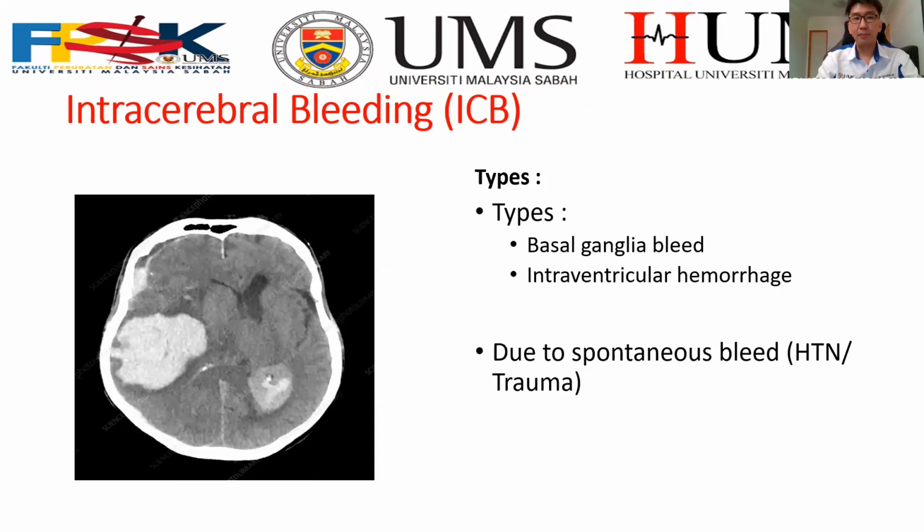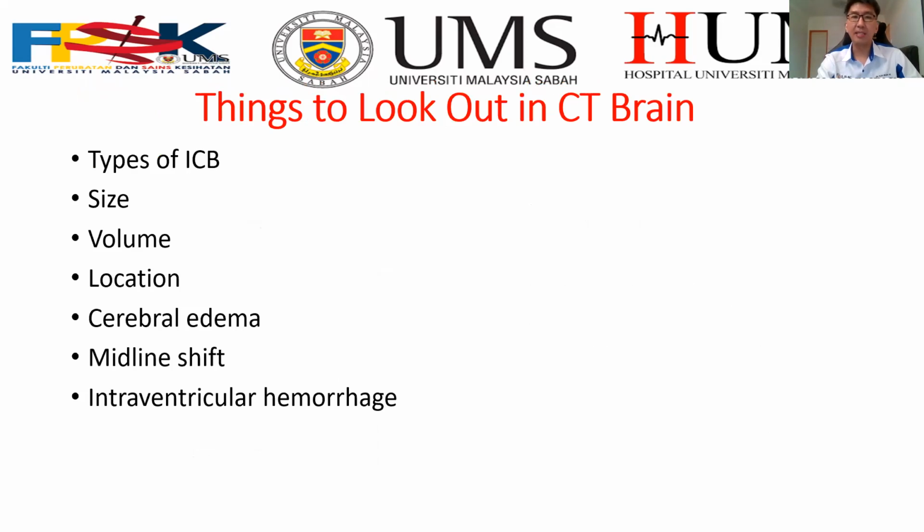Intracranial bleed is one of the commonest conditions you can see, because of a basal ganglia bleed. It can be a spontaneous basal ganglia bleed, with chronic, uncontrolled hypertension. Intraventricular extension or intraventricular hemorrhage is common. So these are the common CT brains that you can see.